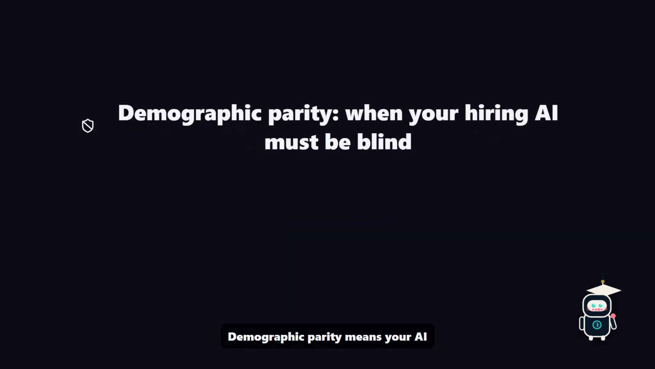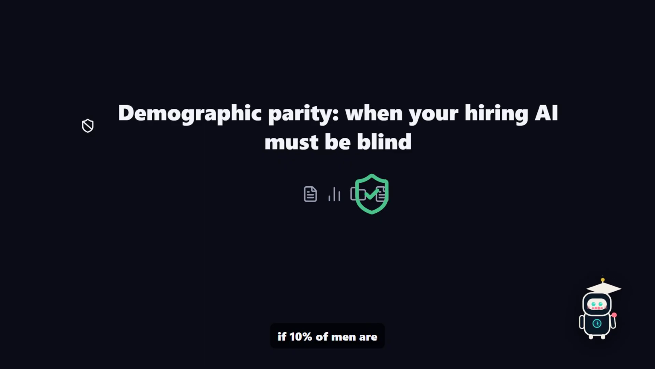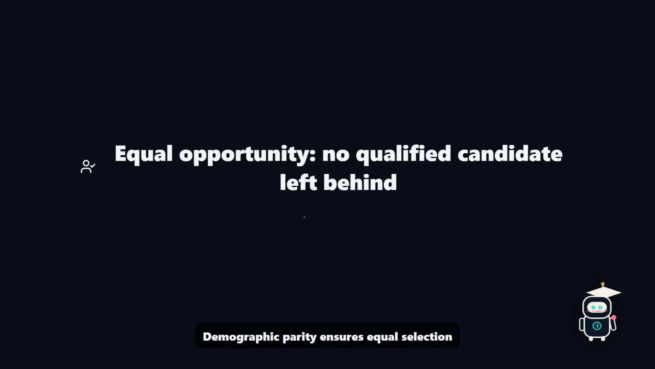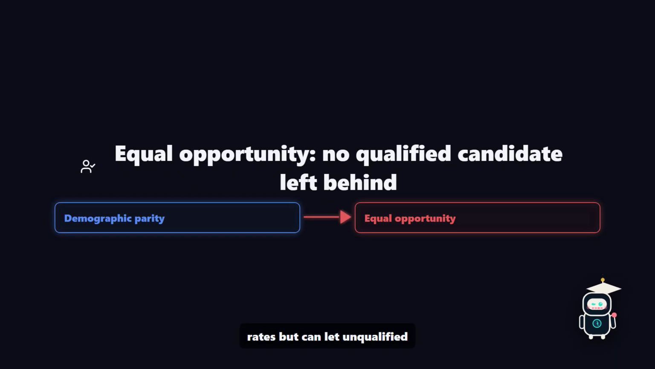Demographic parity means your AI must pass the blink test. If 10% of men are selected, 10% of women must be selected too. It ignores accuracy, purely a headcount check. Demographic parity ensures equal selection rates, but can let unqualified candidates through.